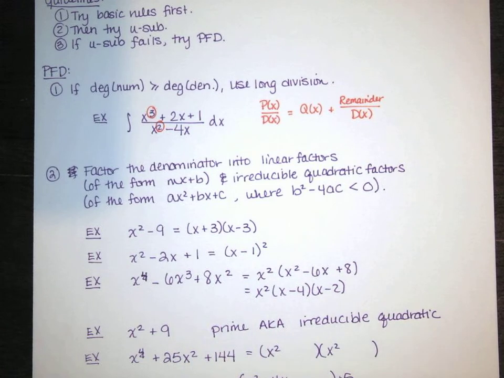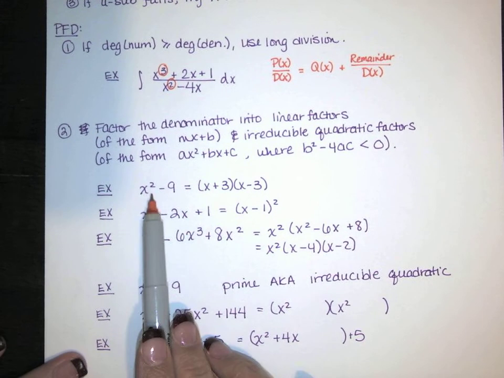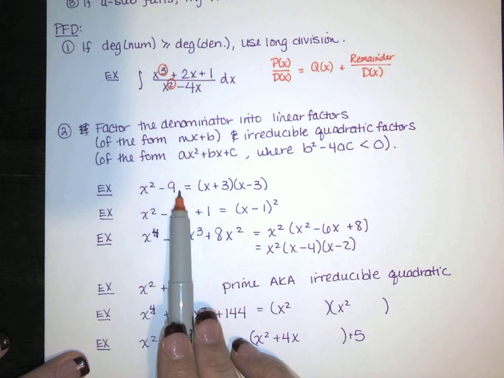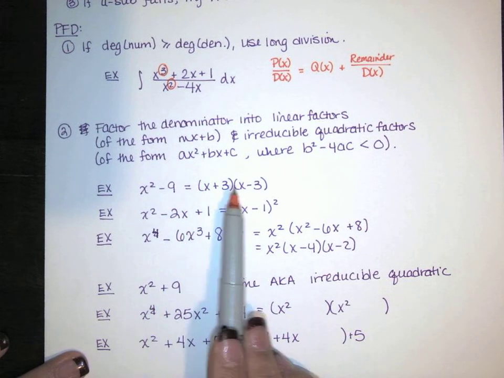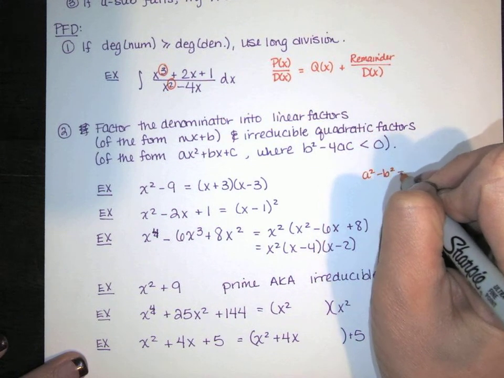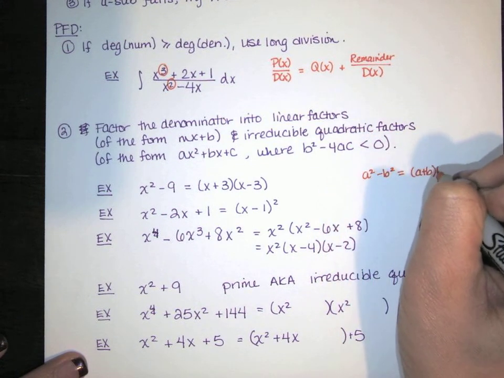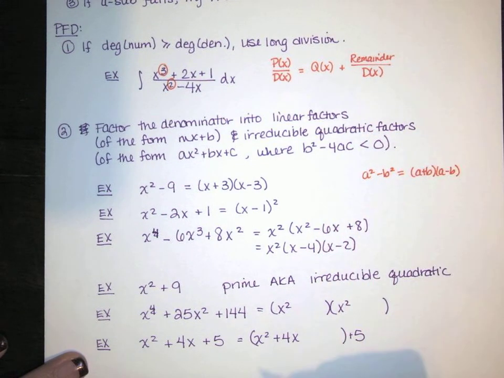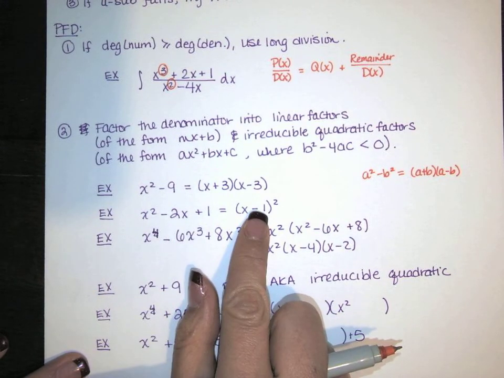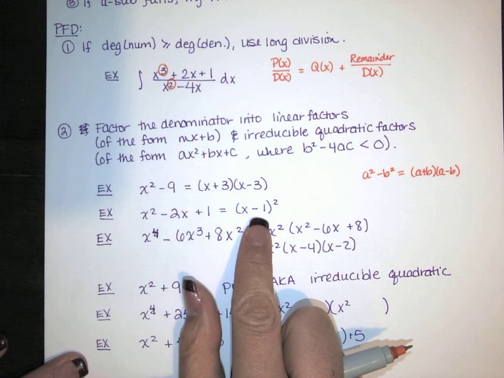So here's just a couple of reminders. It's probably been a while since you factored anything. Well, not too long. I mean, I guess you did some factoring in Calc 1. But this is a difference of squares. If I've got a squared minus b squared, it factors to a plus b times a minus b. So keep that in mind. Comes up surprisingly often. Textbook authors like that. This factors to x minus 1 times x minus 1, which is x minus 1 squared.